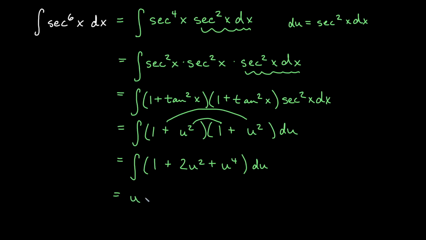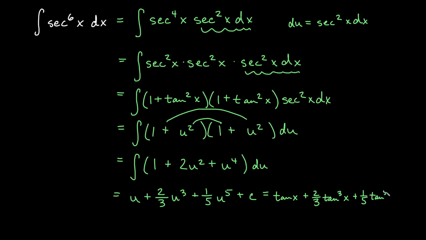So we'll get u plus u cubed divided by 3, so 2/3 u cubed. This will be a u to the 5 over 5, so we'll get 1/5 u to the 5 plus c, and we can go back and convert to our original variable x. Remember, we chose u to be tangent, so this would be tan x plus 2/3 tan cubed x plus 1/5 tan to the 5th x plus c. Okay, hopefully this gives you an idea of how to do some basic even powers of secant.